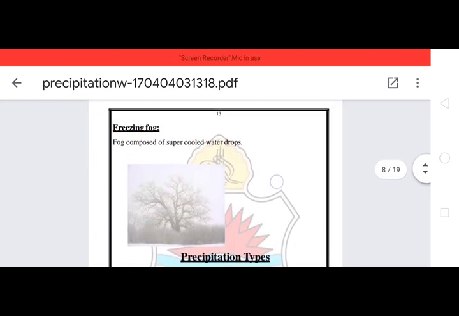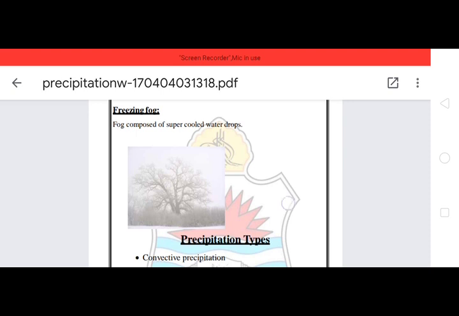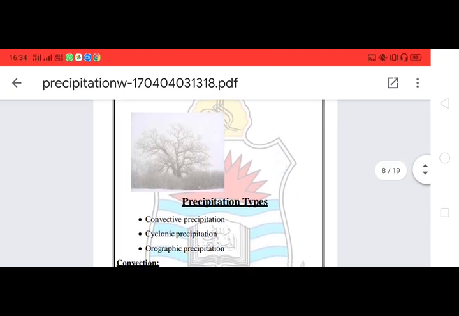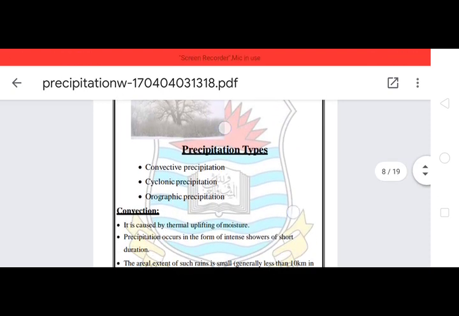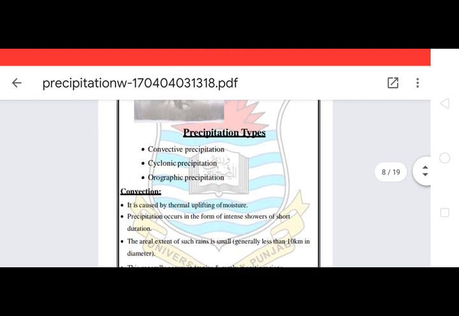Then comes the next point, freezing fog. What is this? Freezing fog is composed of supercooled water drops. Okay. Then precipitation types. What are the precipitation types we are discussing? It is the most important point to be discussed, that is precipitation type. That is convective precipitation, cyclonic precipitation, orographic precipitation.